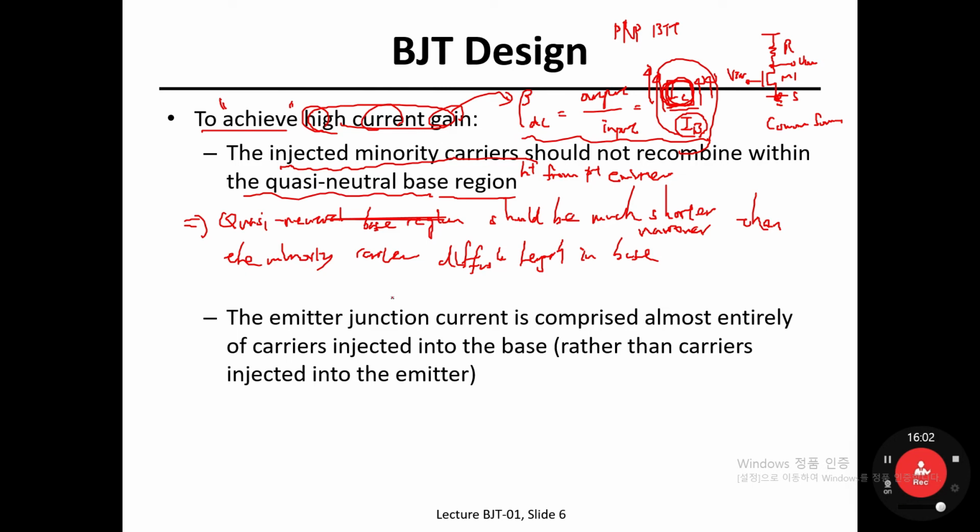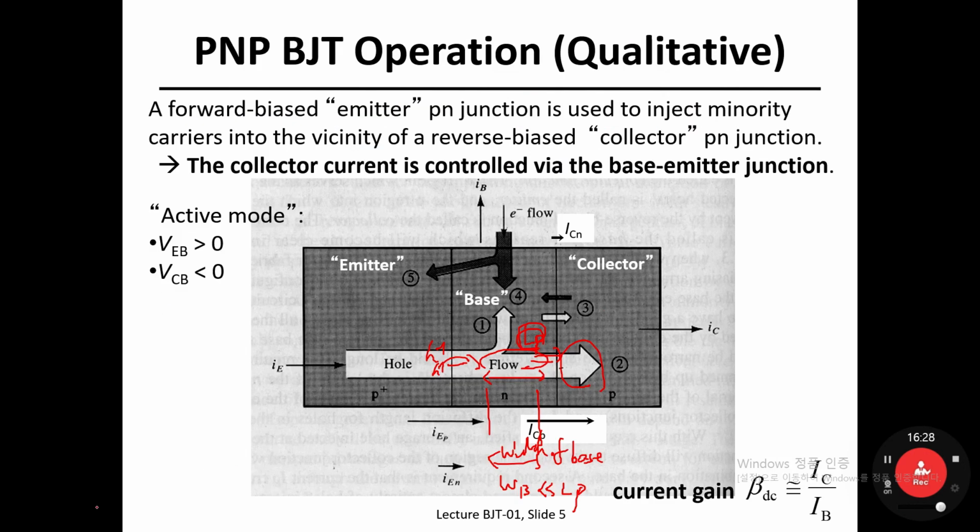All right, now let's move on to the next one. That was the first device design guideline. The second one, let's read it out. The emitter junction, I mean the PN junction between emitter and base. The emitter junction current is comprised almost entirely of carriers injected into the base. So I'm talking about this part. Most of the emitter junction current. So how much current? Emitter current means this and that.